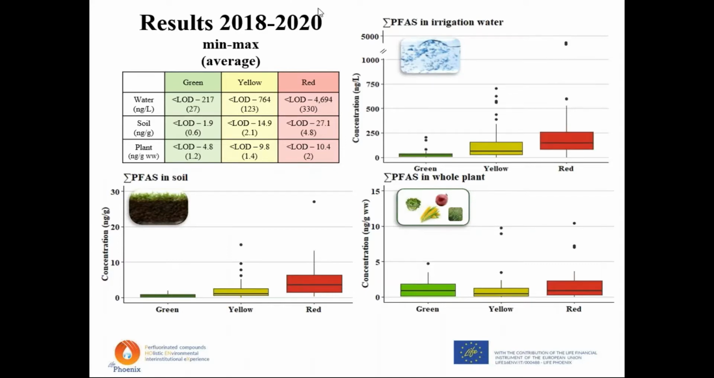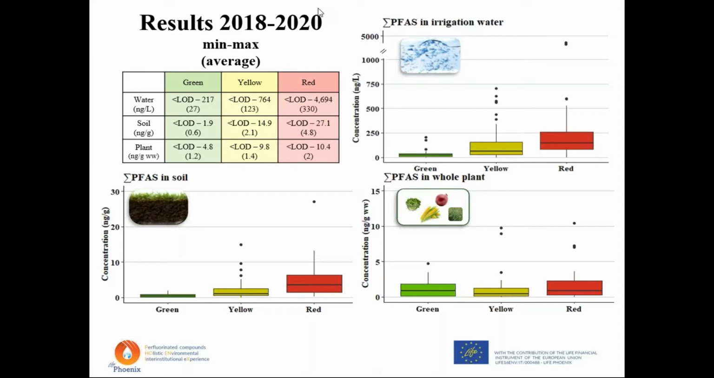Okay, now about the results. Here you can see the levels of PFAS concentration that we have found in the samples. PFAS concentrations are expressed as the sum of the congeners, and to calculate the concentration in whole plants, the level found in each fraction was added, considering the biomass of each fraction.